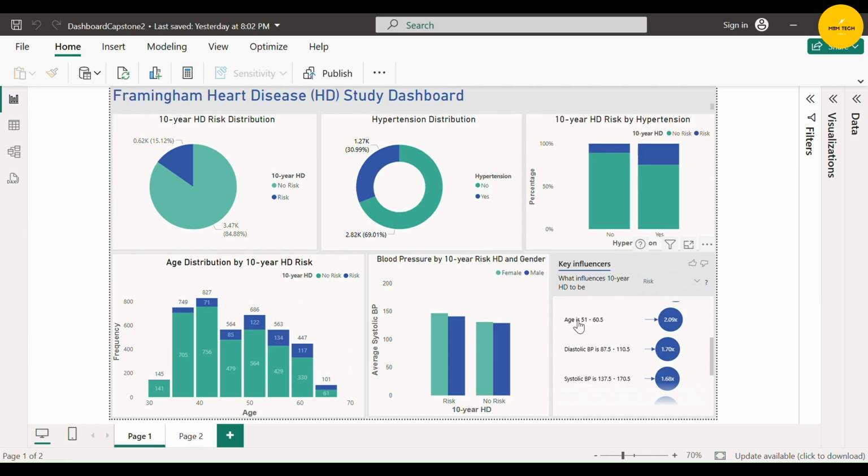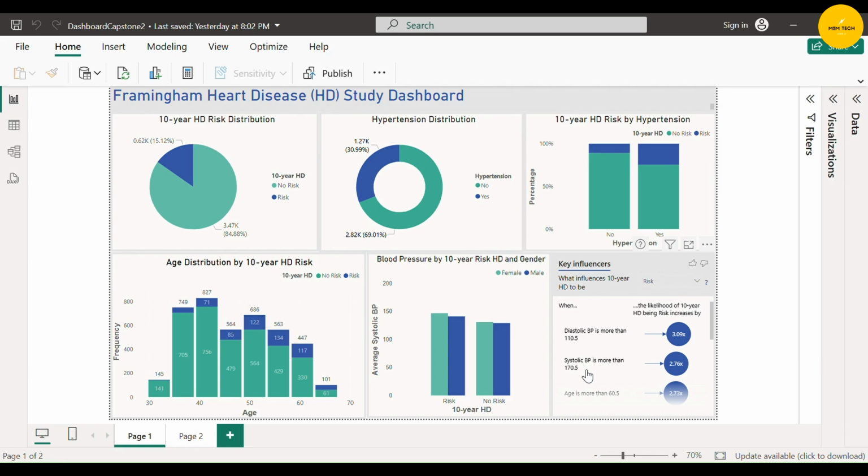For instance, we see here that when the diastolic blood pressure is higher, more than 110.5, the likelihood of 10-year heart disease risk increases by 3.09 times. So to have a better idea of what this number means, diastolic blood pressure is considered normal under 80. So this is a high number, so this is a high blood pressure.